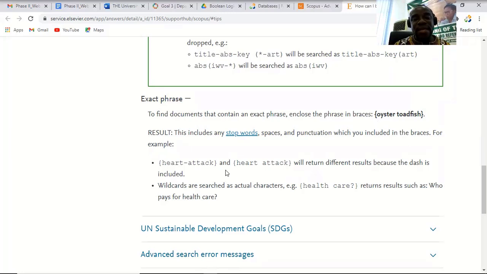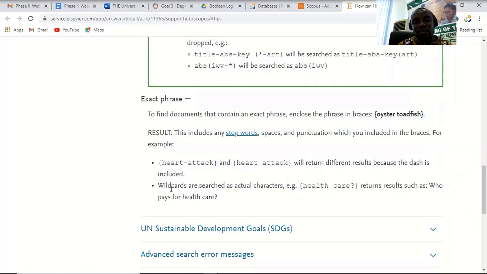we call curly brackets. Then it says in braces heart attack or heart-attack with a hyphen will retain different results because the dash is included. So of course, it will mean that you are saying exactly this. So if there's a document that even has heart attack, but that heart attack is not written with the hyphen, that document will not be retrieved. That's the meaning. All right.